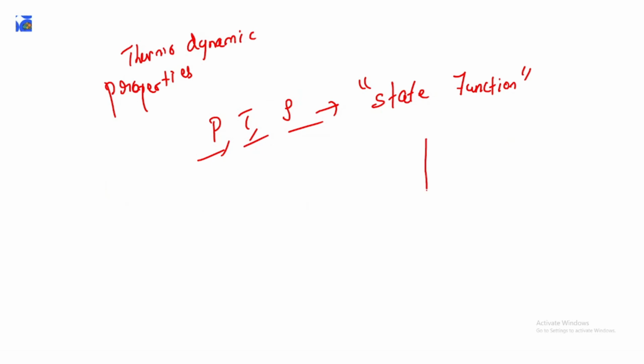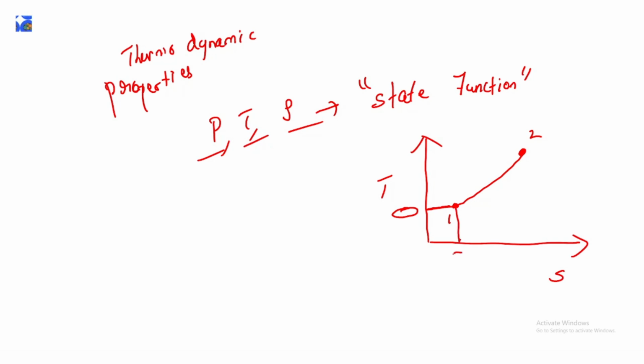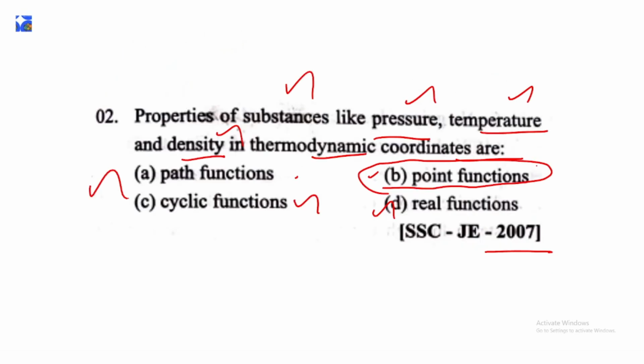I can even represent it like this. For example, let's take a temperature versus entropy curve, where a particular process is happening between states 1 and 2. State 1 has a unique value of temperature and a unique value of entropy, and similarly state 2 also has a unique value of temperature and entropy. So these are all point functions, and the answer is point function. Let's move on to the next question.